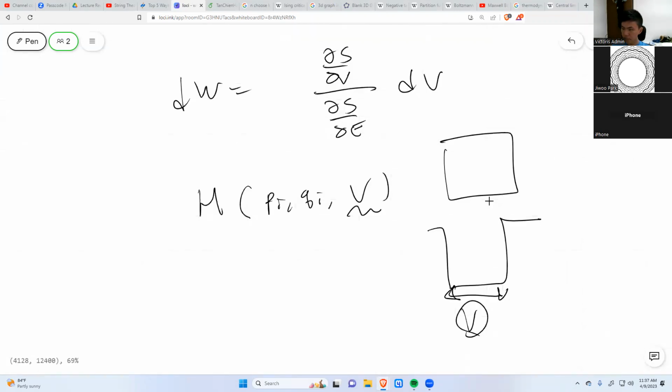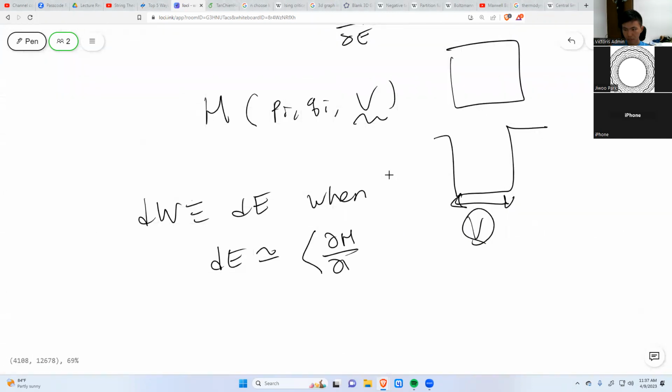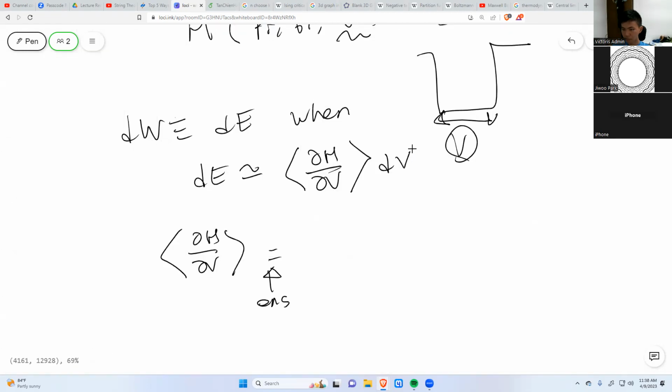And you can see that basically dW, right? We define dW physically as dE, when dE can be well approximated by the expectation value of partial H over partial V, dV. So we calculate partial H over partial V. This is done using the ensemble formula, right? So this would be equal to 1 over Z, and then just a sum over e to the minus beta E_i, partial H over partial V.